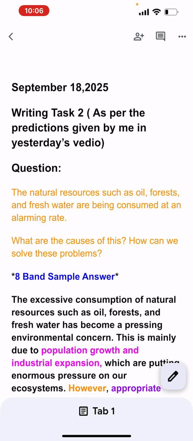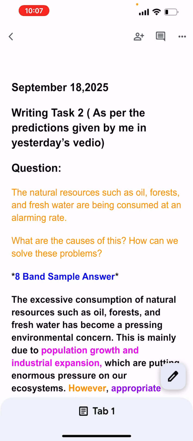So, Writing Task 2 we are going to cover, and as per the predictions given by me in yesterday's video, the question was what are the causes and solutions. The question was, natural resources such as oil, forests and fresh water are being consumed at an alarming rate. What are the causes of this? And the other question was, how can we solve these problems?